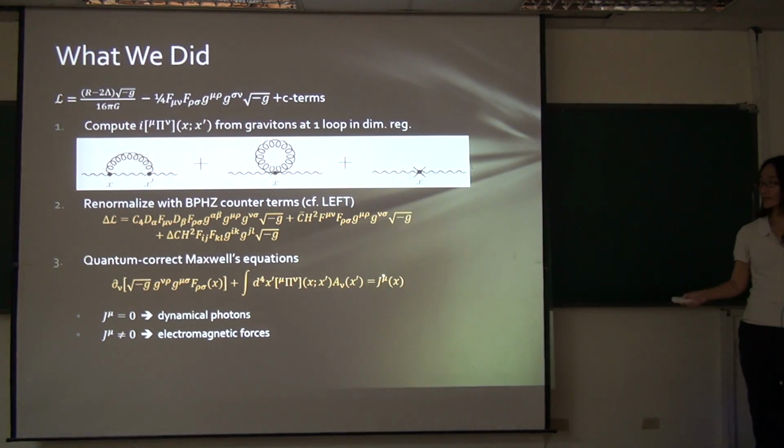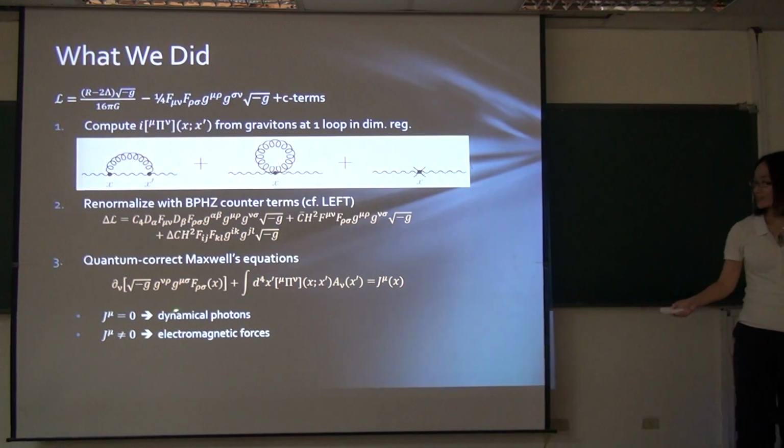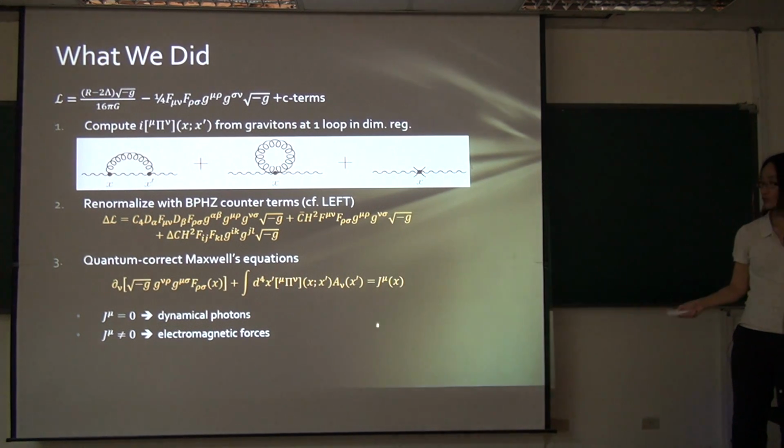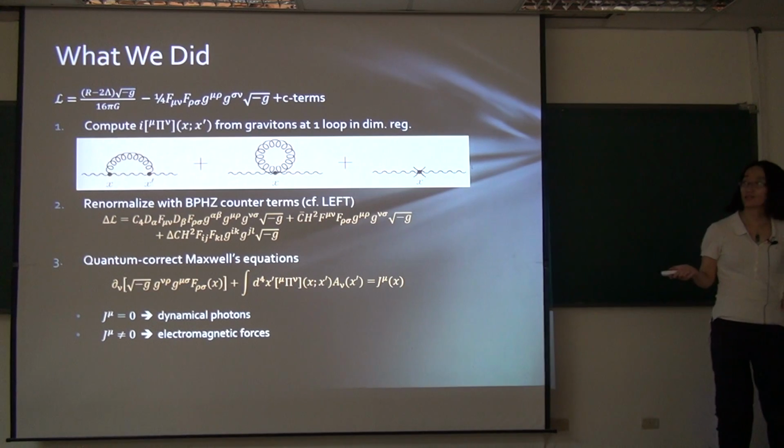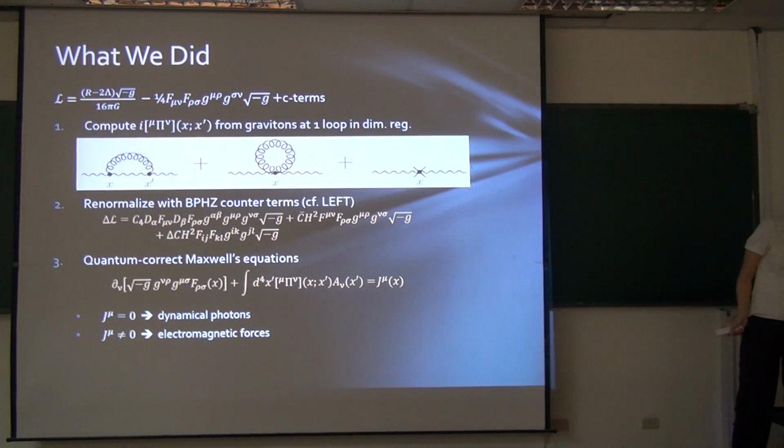Of course, when you quantum correct the Maxwell equation, you can study a dynamical photon, where this source part is zero. Or you can, for example, put in a source, such as a point charge or a magnetic dipole moment. So you can also study different sources and see how the photon behaves.